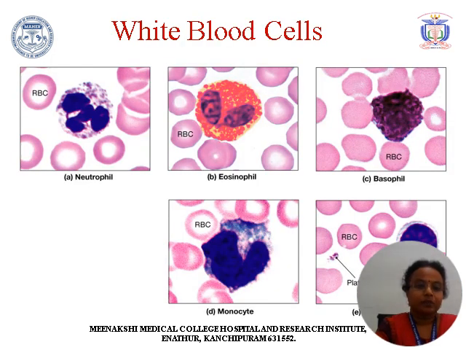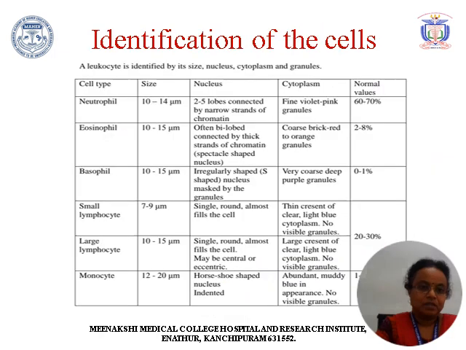So this is how the various leukocytes appear in the peripheral smear. You are able to make out the RBCs in the background. So always compare the size of the leukocytes with that of RBCs. Now let us see how to identify each and every leukocyte. If you can remember this particular table, you will be able to identify the various cells under a microscope.